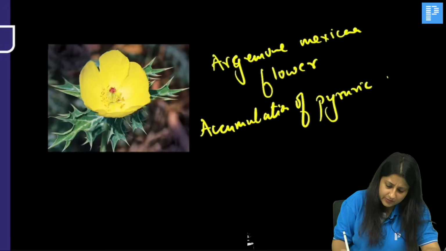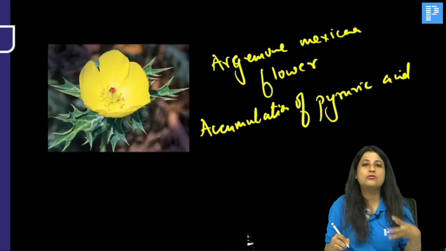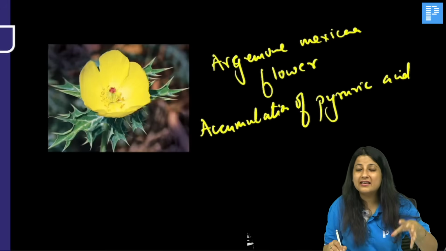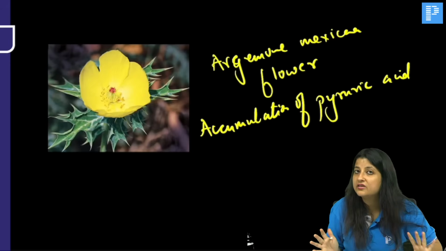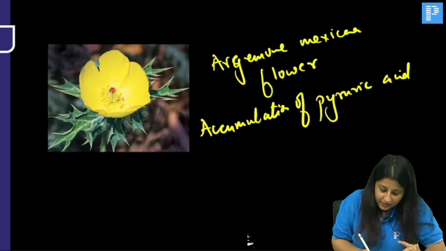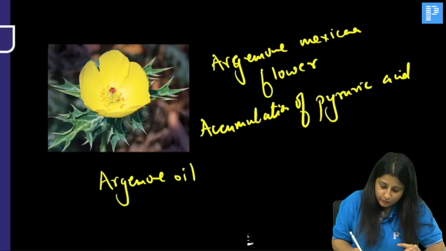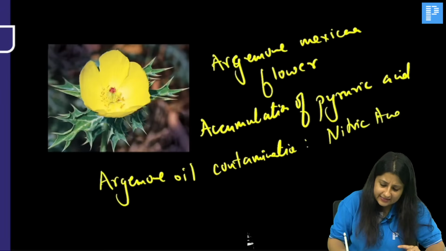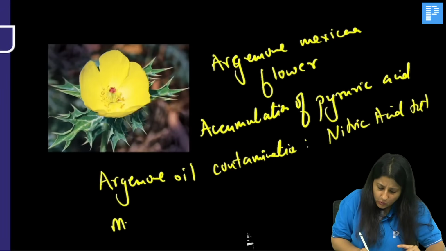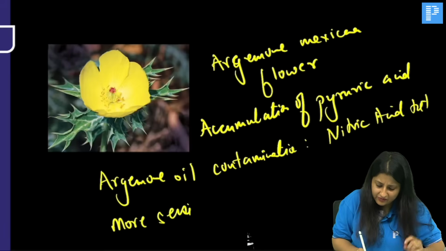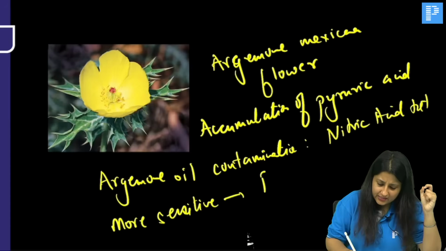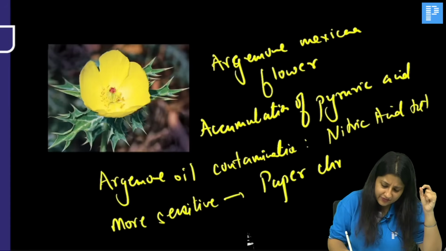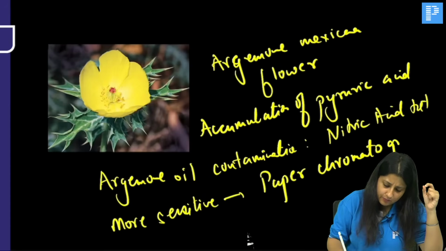It leads to accumulation of pyruvic acid, because of which it could lead to diarrhea, dyspnea, cardiac defects, glaucoma, and in certain cases it can also lead to death. If you have to check for argemone oil contamination, what do we look for, guys? A very raw test which we can do in the field is a nitric acid test. But a more sensitive test which can detect even very little amount of contamination is a paper chromatography test, okay?